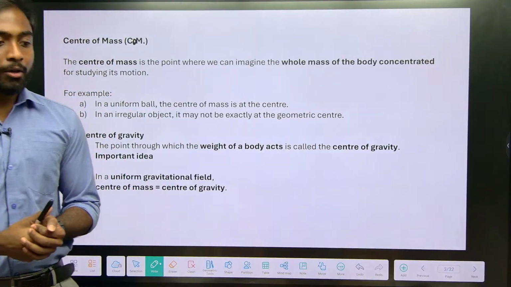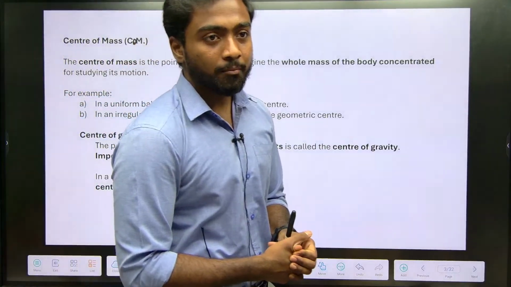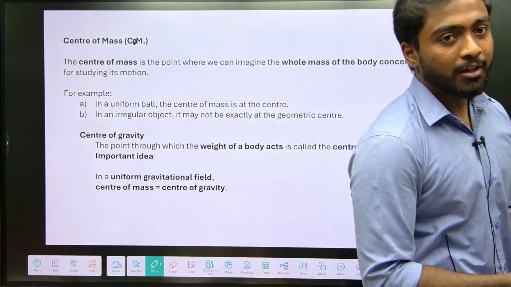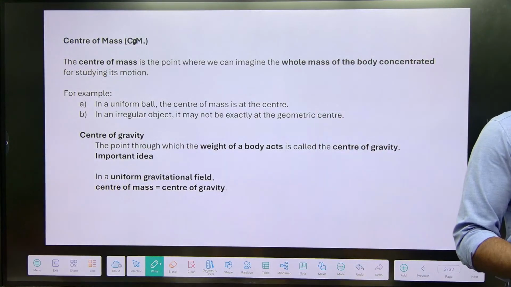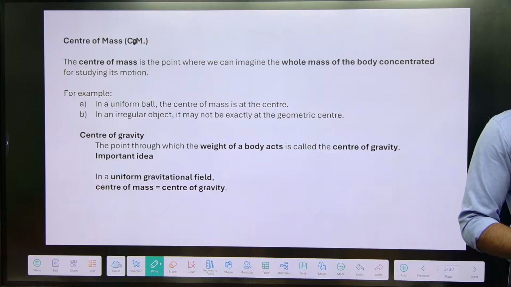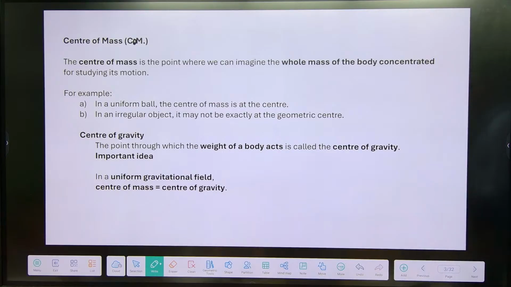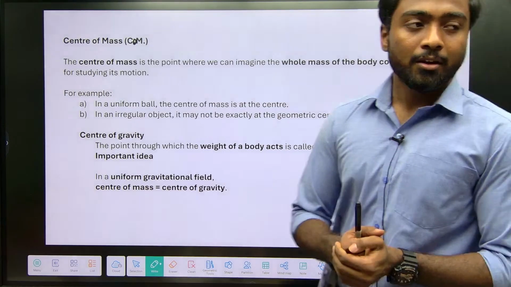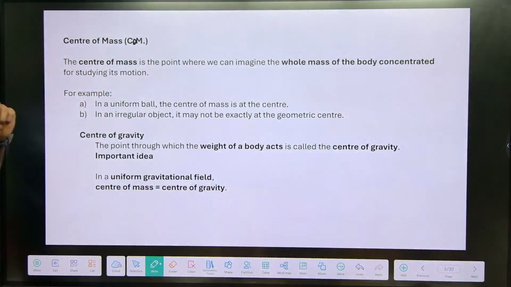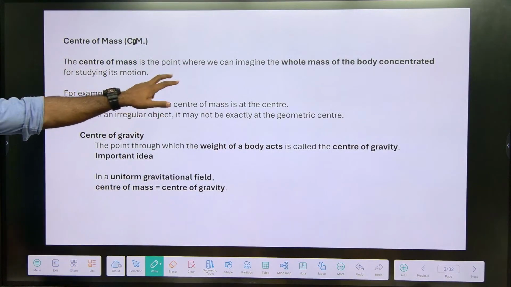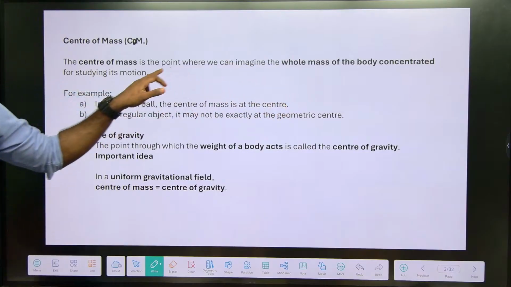But when I talk about an unequal dimension object, I can't easily find the center of mass of the object, but obviously every object will have a center of mass, right? So to find the center of mass, we are using this formula in this lesson. First we'll learn what the center of mass is. The center of mass is nothing but where the whole mass of a body is concentrated.